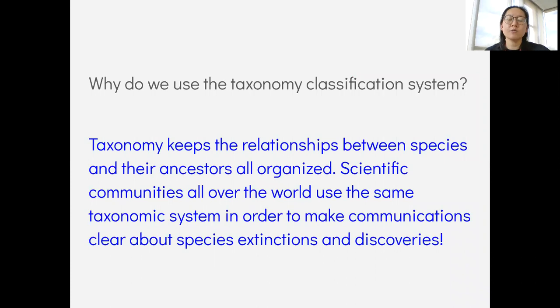Now, taxonomy keeps relationships between species and their ancestors organized for us to reference and look back. It also allows scientific communities to talk about organisms even in different languages, because the Latin scientific names are uniform across all countries. This makes it easy to communicate about extinctions when species end or disappear, and also discoveries of new ones to make sure that we're not double dipping and counting new ones more than once.